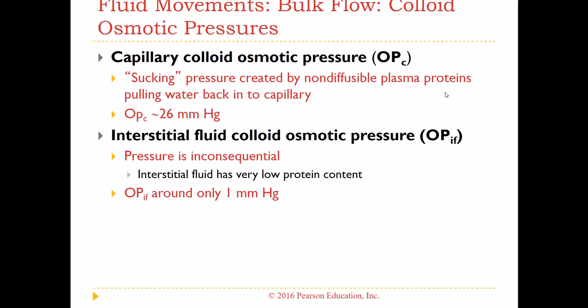Again, two fluid compartments, two places where we might find some colloid proteins. So we have capillary osmotic pressure, and then the interstitial osmotic pressure. The capillary osmotic pressure is created by, again, all of those plasma proteins that are basically sucking water back into the capillary because water is going to go to that higher solute concentration. Now in the interstitial spaces, there typically aren't a lot of proteins. They tend to be more in the cells, and so the interstitial colloid osmotic pressure is quite low.